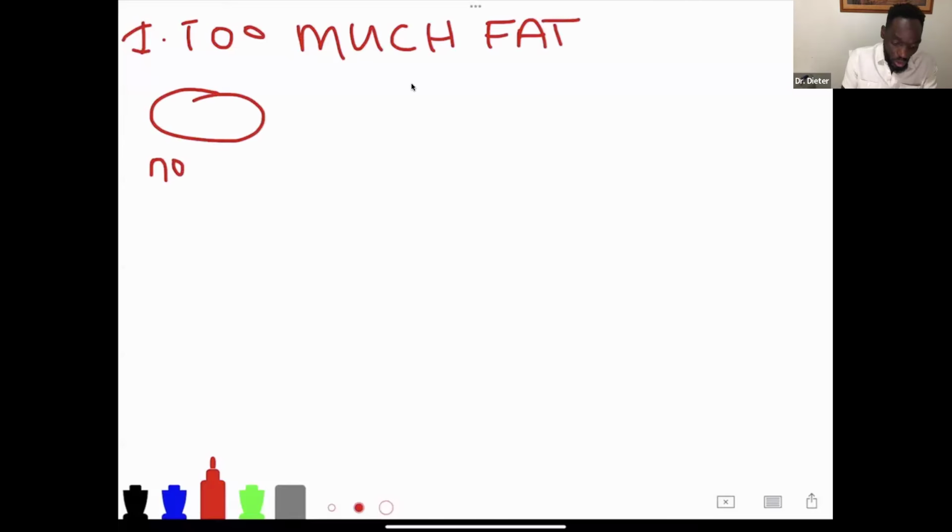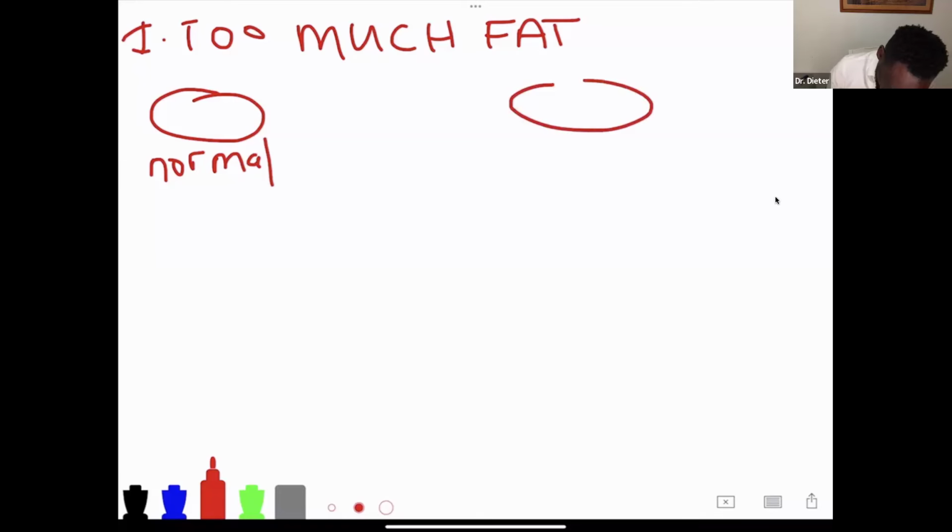When you consume way more calories than you're supposed to, the body takes those excess calories and converts them into fat. The body doesn't know where to put those excess calories. It lumps the excess calories into this cell. So this cell, instead of looking like this, now looks something like this. And this cell is fat in the cell.